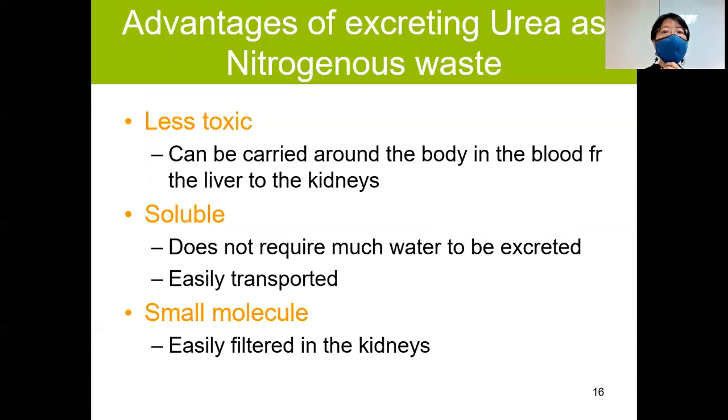So why do we remove our nitrogenous waste in the form of urea? Because compare between the 3 types of nitrogenous waste, urea is less toxic, but it is soluble. And the molecule is also very small, so it can be easily carried around our body in the bloodstream from the liver, where it's being produced, to the kidney, where we will remove it.